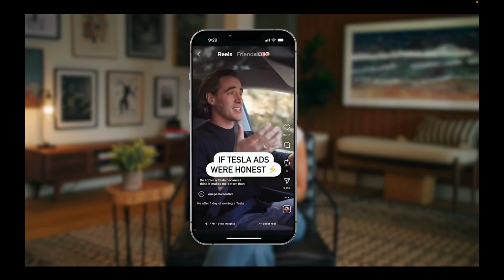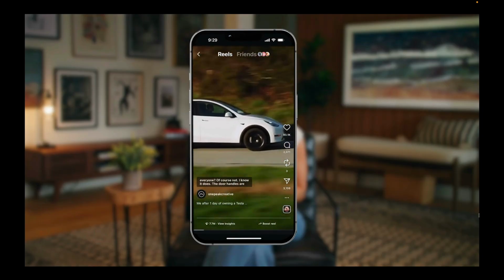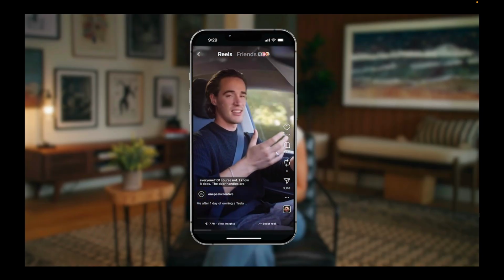Do I drive a Tesla because I think it makes me better than everyone? Of course not. I know it does.